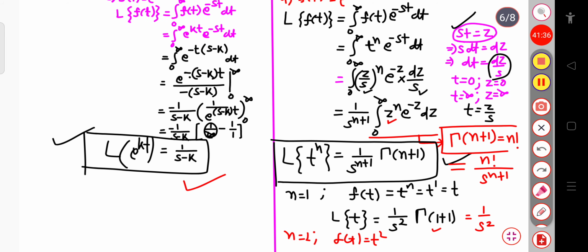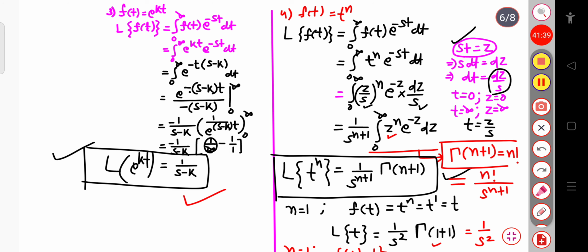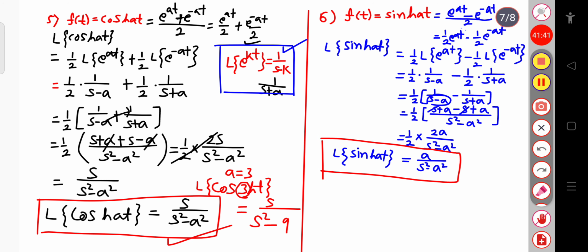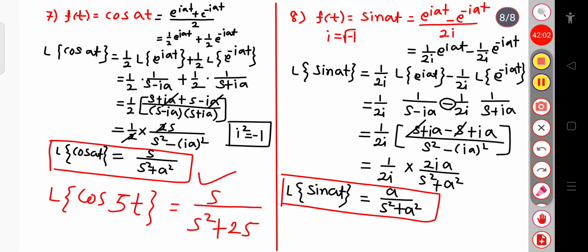And also by using this exponential function, you can calculate the Laplace transform of cosine hyperbolic, sine hyperbolic, cosine and sine functions. Cosh at is s by s square minus a square. For sinh at, this is a by s square minus a square. Similarly, for cosine at, this is s by s square plus a square, and for sine at, this is a by s square plus a square.